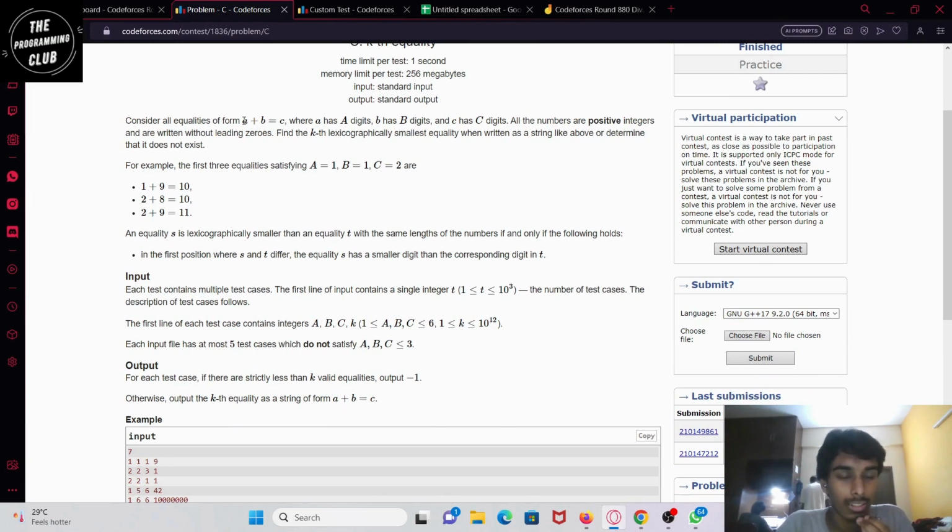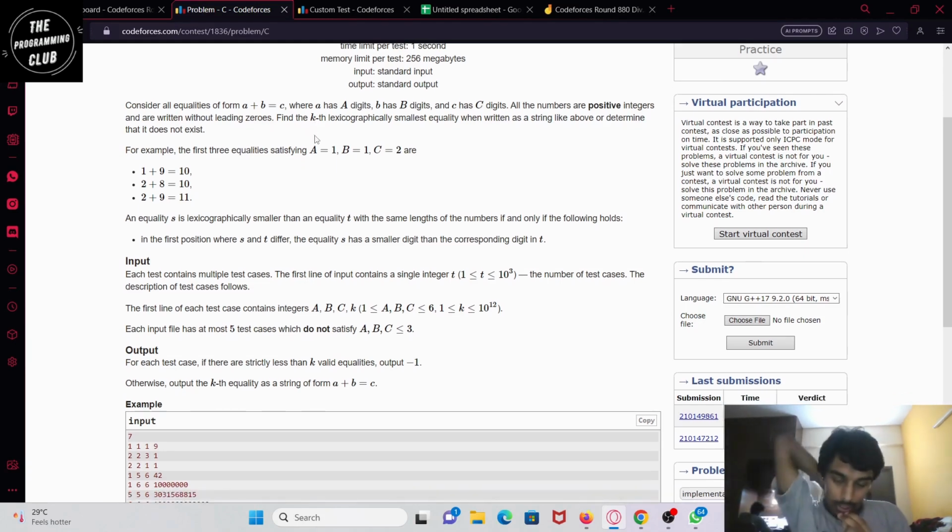So basically, we consider equalities of this form: a plus b equal to c, and it is given that a has capital A digits, b has capital B digits, and c has capital C digits, and these are all positive numbers, and there are no leading zeros. We are requested to find the kth lexicographically smallest equality. Basically, what they want to say is when you list down all the equalities of this form and then sort them, first based on ascending order of A, then based on ascending order of B, and then based on ascending order of C, we get a list. So in that list, we have to find the kth equality. So basically, that is what we have to do.